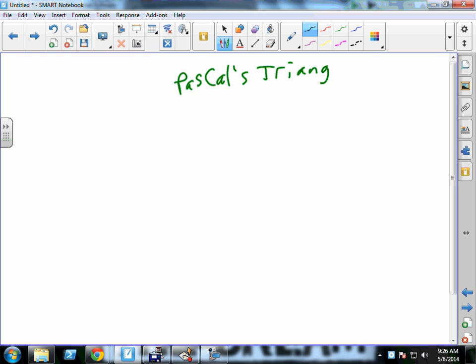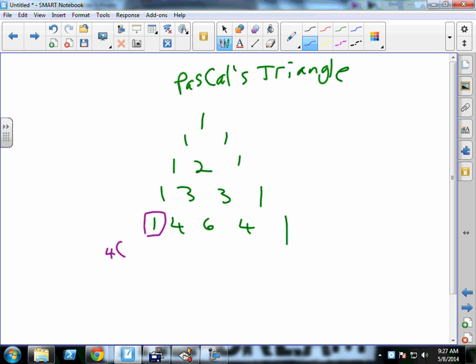This is kind of cool. The interesting thing about Pascal's triangle, you might see it up on the little painting in my room. What this one right here represents is 4 choose 0. What this one on the end represents is 4 choose 4. So you might want to know this because at some point you're going to have to calculate combinations without a calculator. So what's 4 choose 1 equal to?